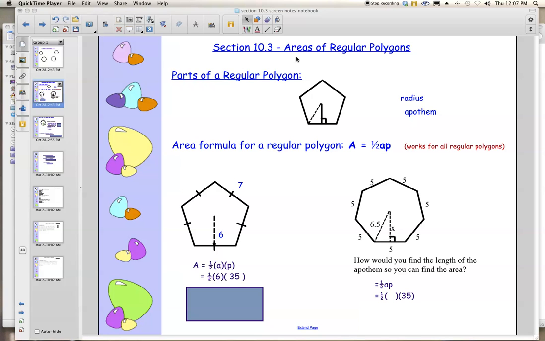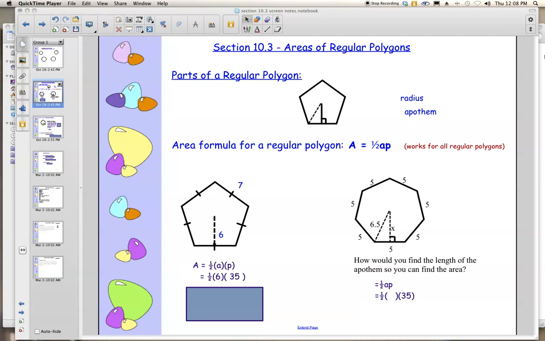This section is on 10.3, finding the area of regular polygons. It follows the sections in which we found the area formulas of the basic structures. This area formula will work for all regular polygons. So that means that the side lengths and the interior angle measures will all be exactly the same.